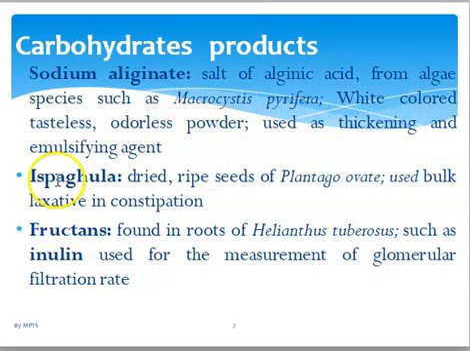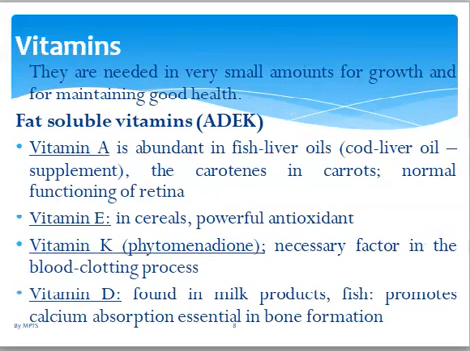Ispaghula, from ripe seeds of Plantago ovata, is used as a bulk laxative and in management of constipation. Fructans, for example inulin, have no medicinal use, but it is excreted unchanged in the kidney, and this is used in measuring the glomerular filtration rate. We term it the glomerular filtration rate.